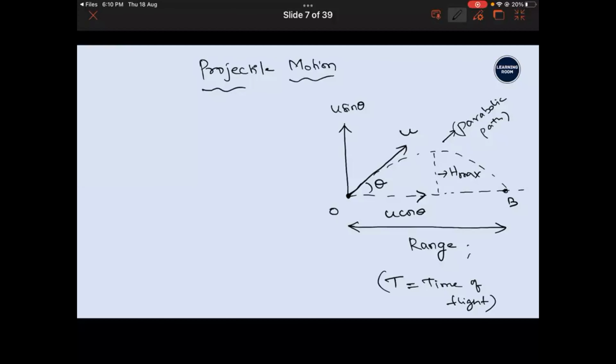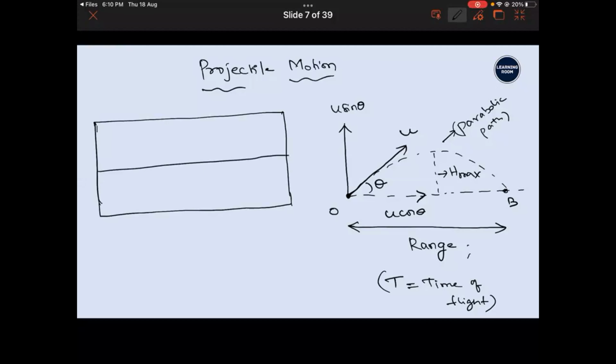Shall I proceed? Yeah. Now see. Here, I'm going to prepare a small table. First one is velocity. This is x and y. So I'll call it the initial velocity. So what is the initial velocity along the x direction? It is u cos theta. And the initial velocity along the y direction is u sin theta.